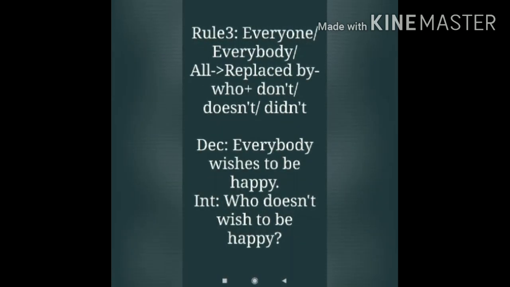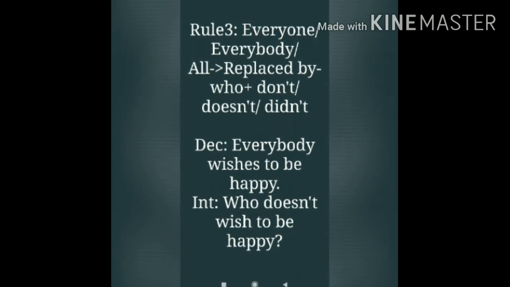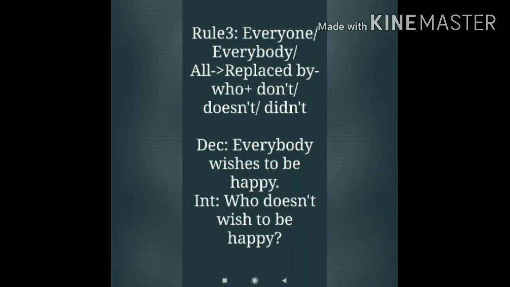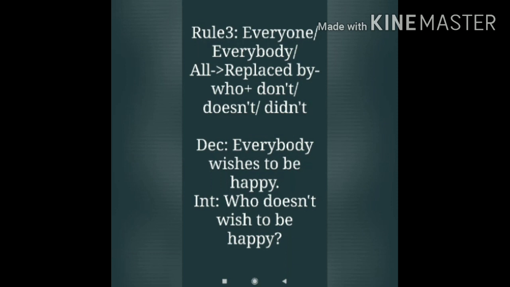Rule 3. If any sentence is starting with everyone, everybody or all, then replace it by who plus don't, doesn't or didn't. For example, everybody wishes to be happy. For the interrogative sentence, it will become, who doesn't wish to be happy?